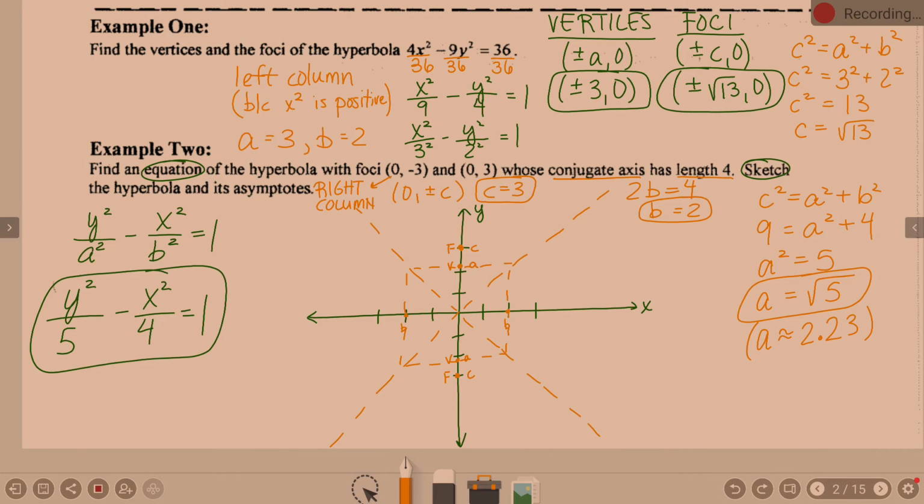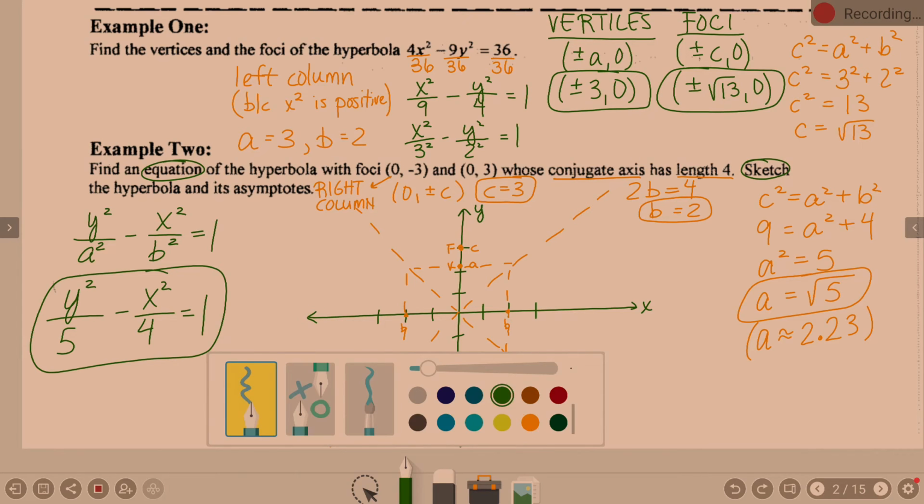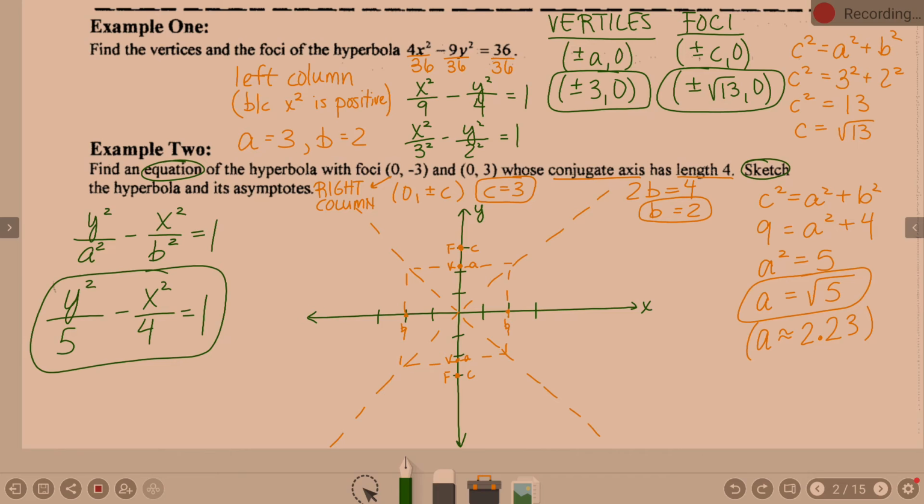And now we are ready to draw our hyperbola. Hyperbolas are the A values, the vertices, yes? And here's the deal, it goes through the A value, and it runs alongside the asymptotes. So the idea is that the asymptotes determine the width of the hyperbolas. Okay?